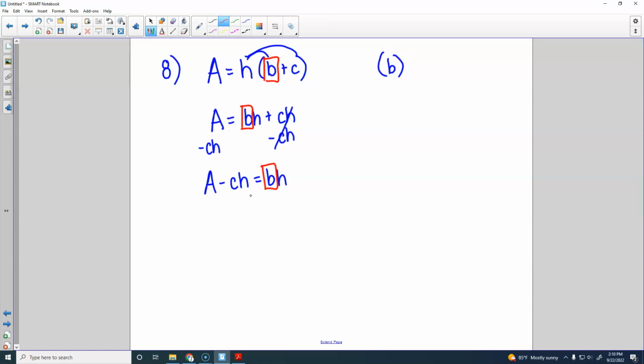We're trying to get the B by itself. So we are trying to get everything away from the B. So we subtracted that CH. We could add CH, but it would just take us backwards if we did that. So we want to get rid of the H. It is multiplied by B because it's right next to the B. So we would divide by H here. So we'd have A minus CH over H.